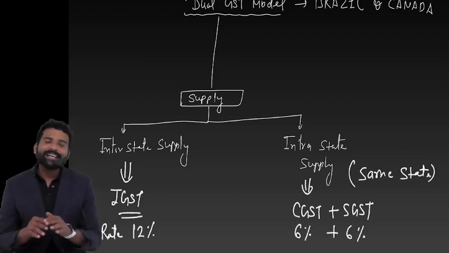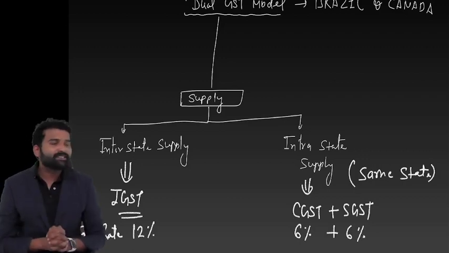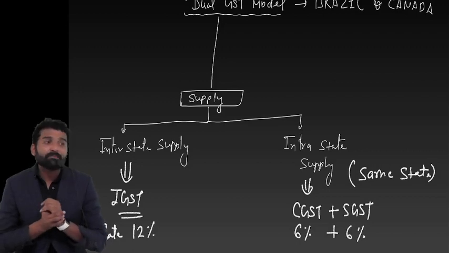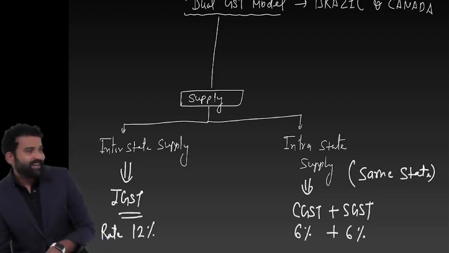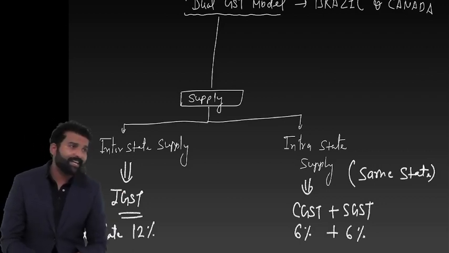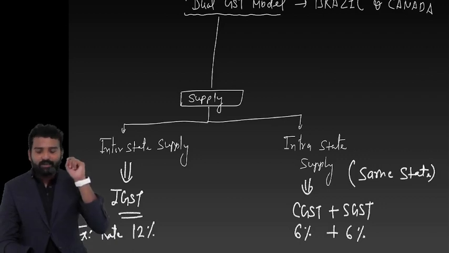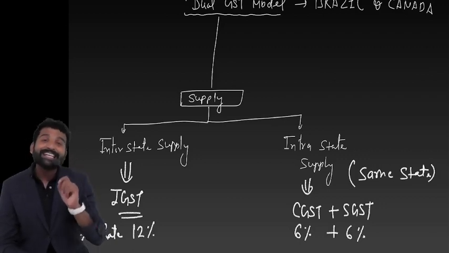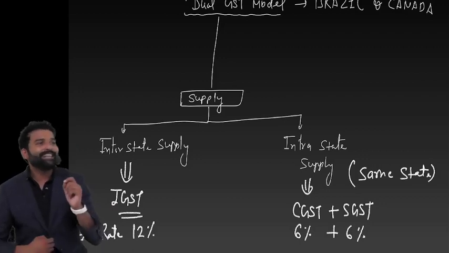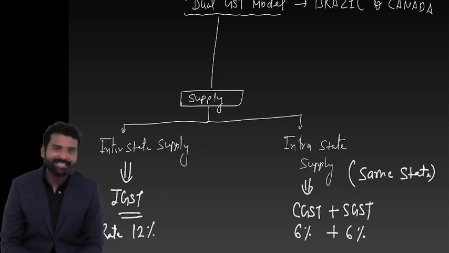So in that case, when two different governments are involved, it is called interstate supply, and the tax which is levied in India on such supply is called IGST, integrated GST. Whenever we are buying something from outside the state, we can look at the bill. In the invoice, IGST, integrated GST, is always written. So when there is interstate supply, the government will levy IGST.